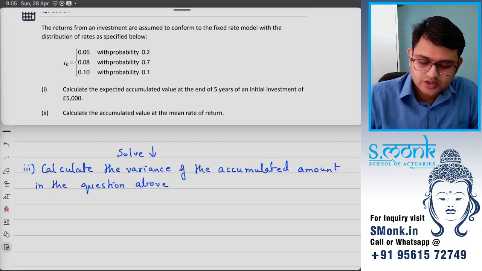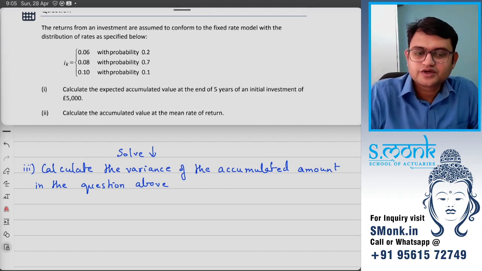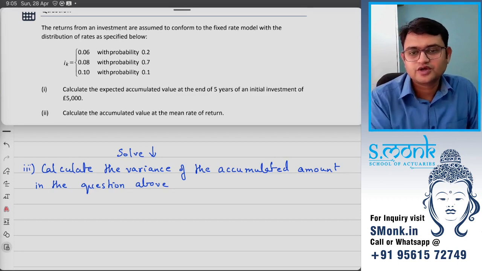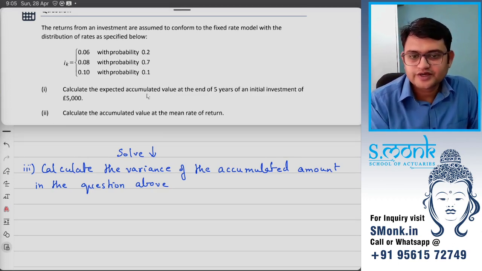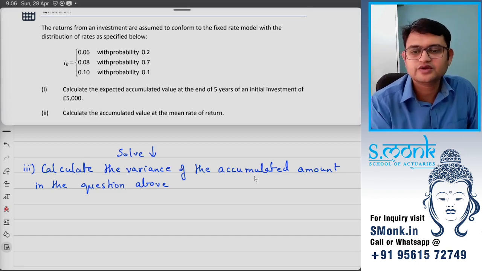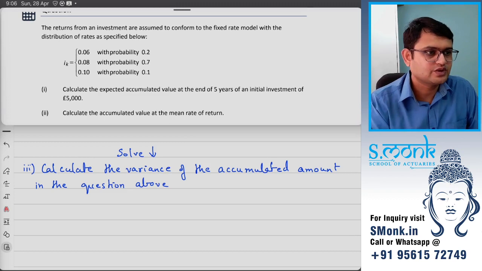Now today I have just given a third part that calculates the variance of the accumulated amount in the question above. If you remember, we calculated the expected accumulated amount and accumulated value at the mean rate of returns. For the first part, we calculated expected accumulated amount. For the same thing, we have to calculate the variance now.